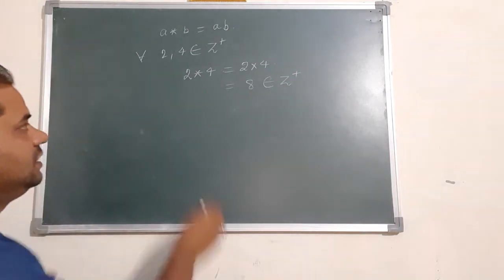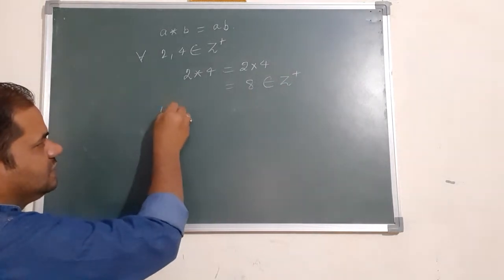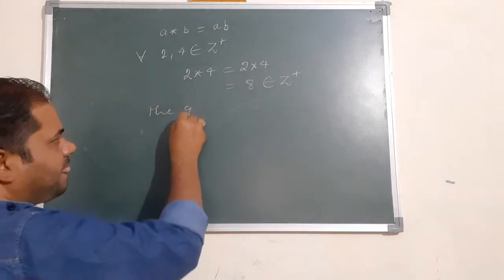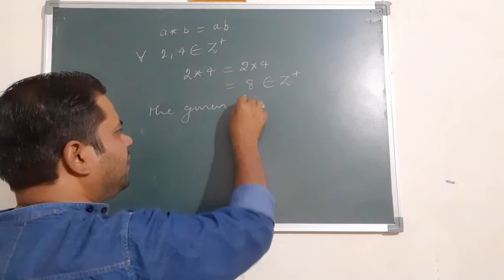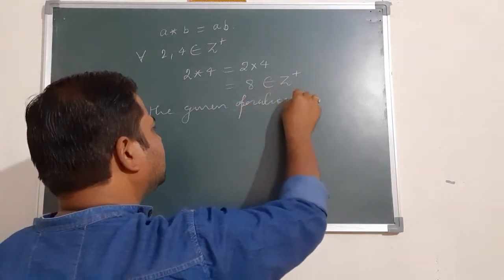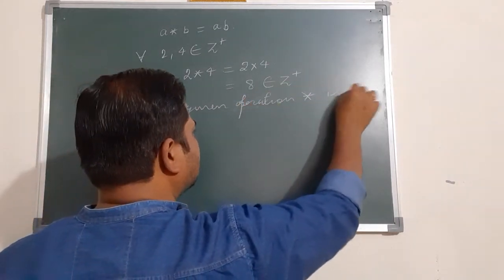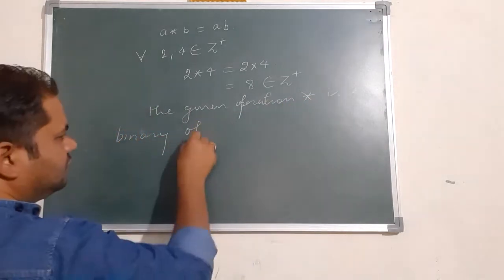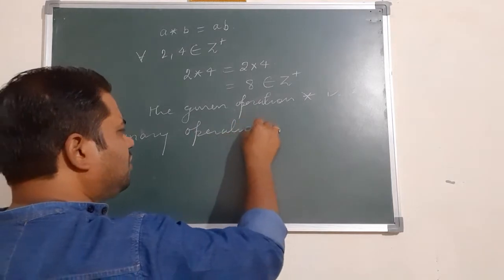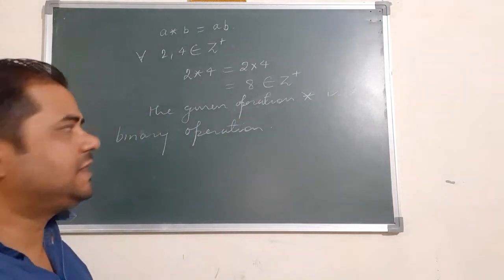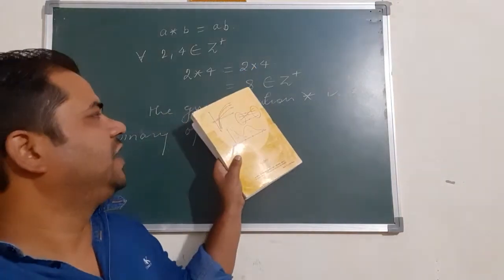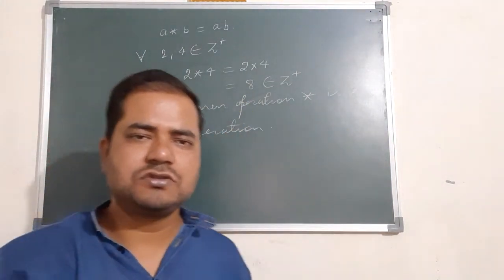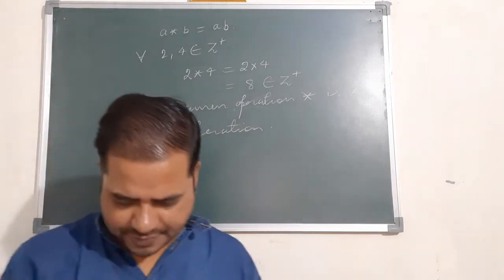That means the given operation star is a binary operation, because it holds the closure property. What is the meaning of closure property? That means 2 star 4, 2 into 4, is 8. If we multiply 2 into 4, this is 8, and this also belongs to Z plus. Okay.